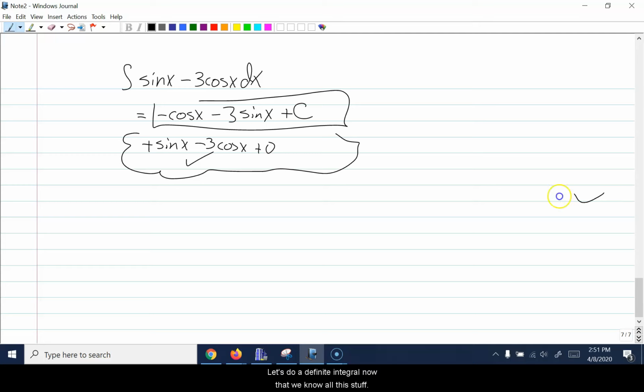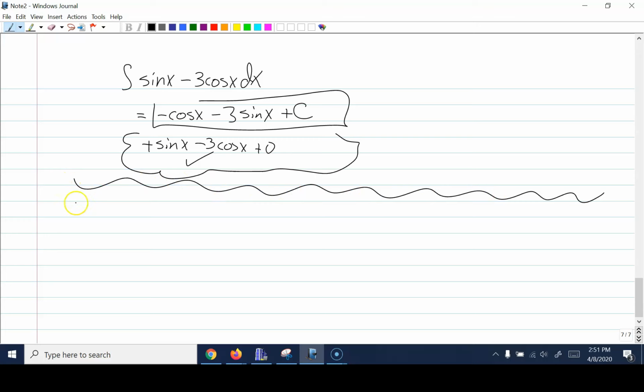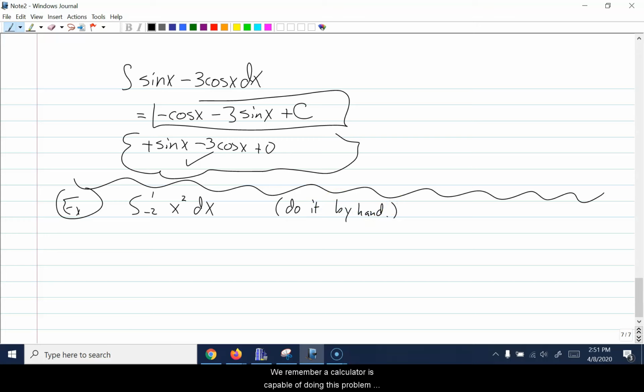Let's do a definite integral now that we know all this stuff. What's the integral from negative 2 to 1 of x squared? Do it by hand. We remember a calculator is capable of doing this problem, and that's good to check your answer, but on the exam I'm going to be asking you to show the work. What's the integral of x? Oh, on exam 3, by the way, in case you're seeing this before exam 2b, this is all exam 3 stuff. What's the integral of this?